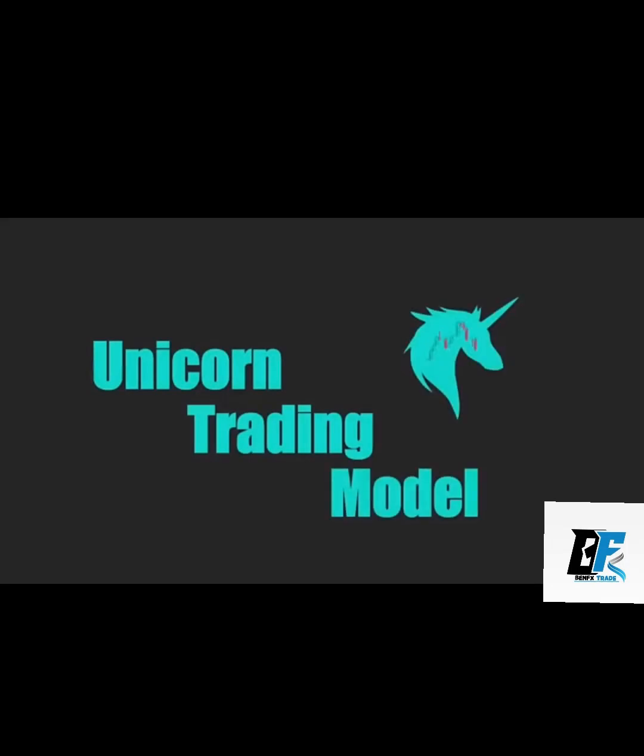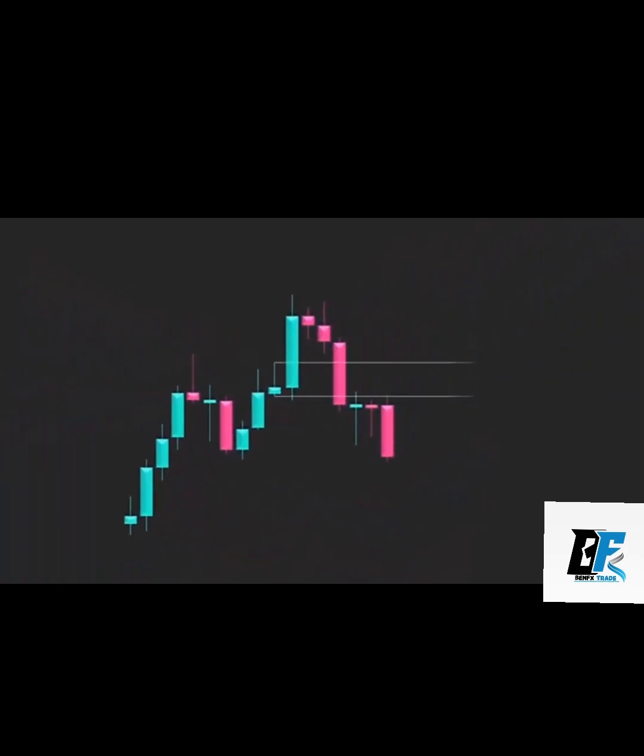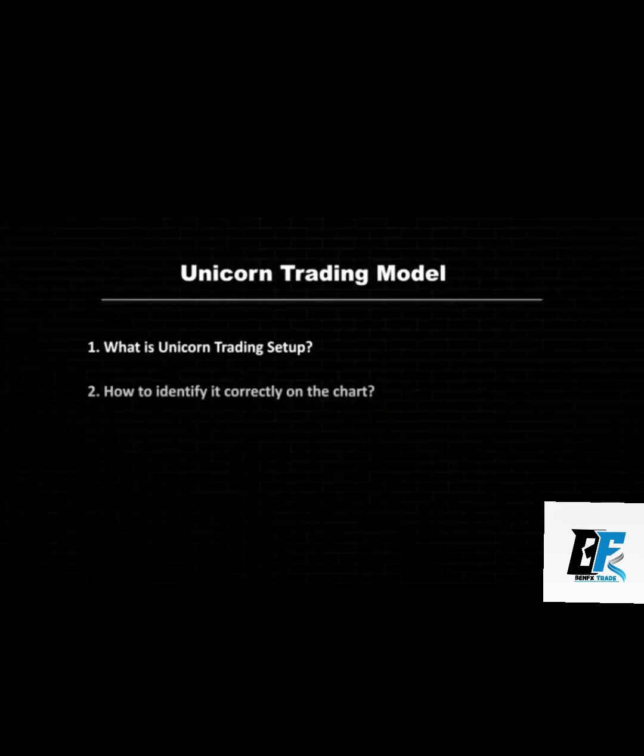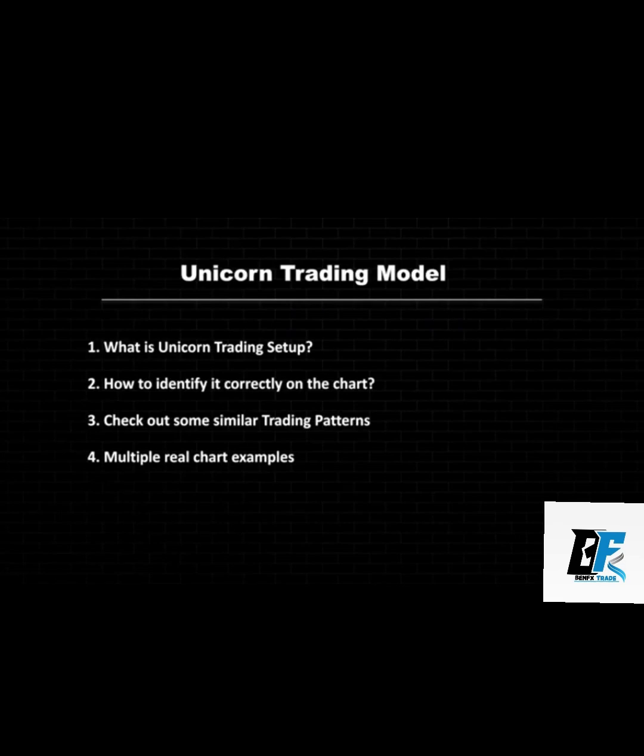We'll discuss a trade entry setup from ICT called the unicorn model. This trading model occurs when a breaker block lines up with a fresh fair value gap area, creating a high-quality trading zone. So today, we'll explain what this strategy is and how to use it correctly on your charts. We will also check out some similar patterns that help create strong confluence areas like this one.